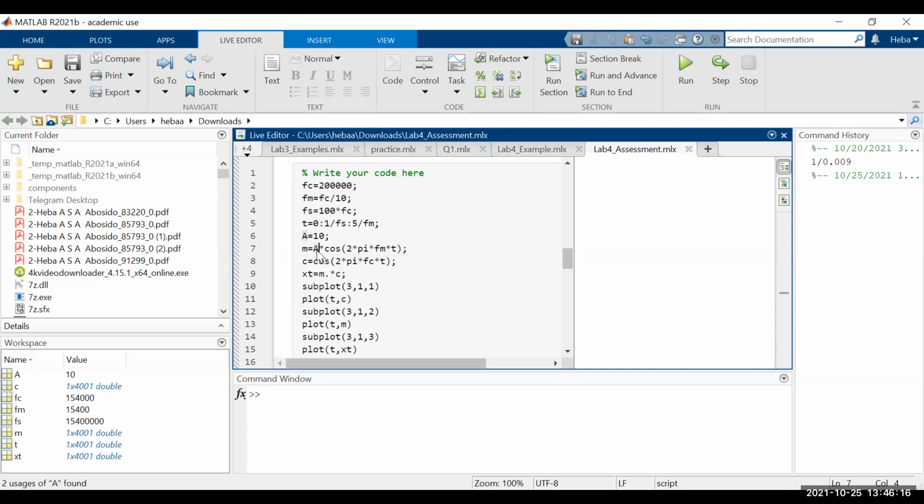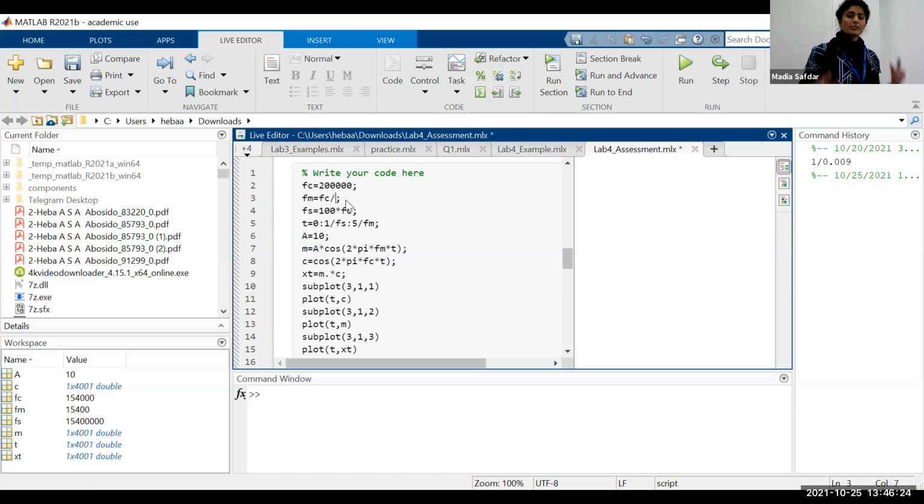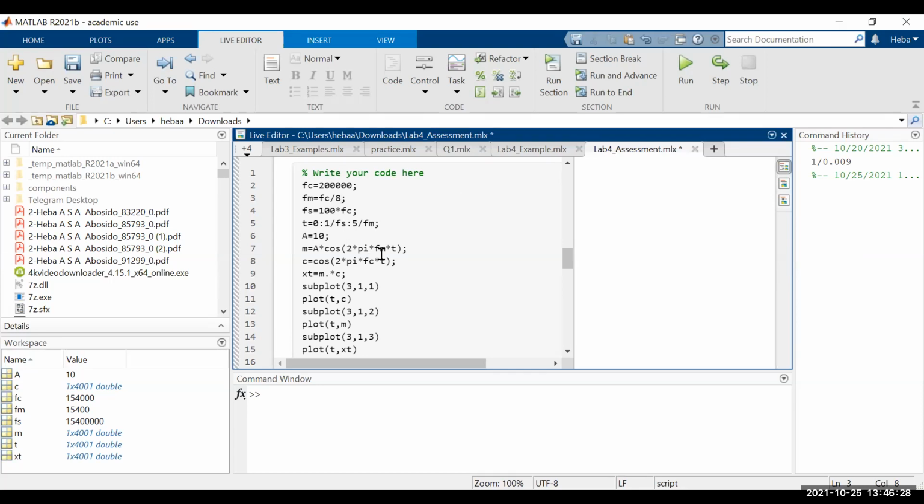Here, line number 3. Yeah, this is your sampling frequency. So this is right, like this. And the equation is right, like this: M equals A cosine 2 pi, because the signal is not given. Yes.